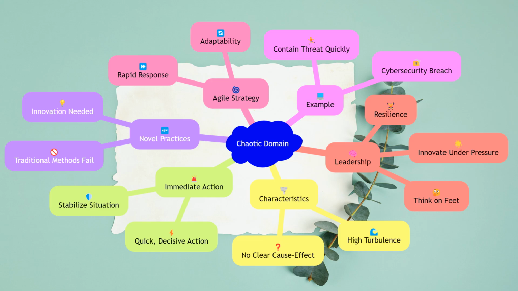In agile strategy, the chaotic domain underscores the need for rapid response and adaptability. Leaders must act swiftly to bring order and then transition the situation into a more manageable domain. This domain tests the resilience and agility of teams, pushing them to think on their feet and innovate under pressure.